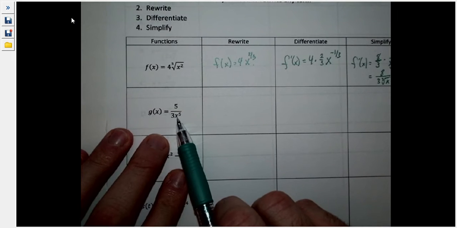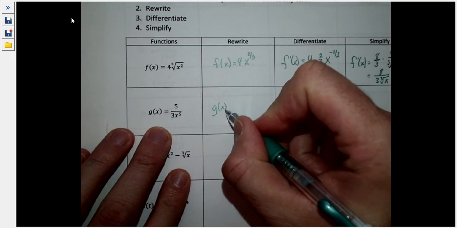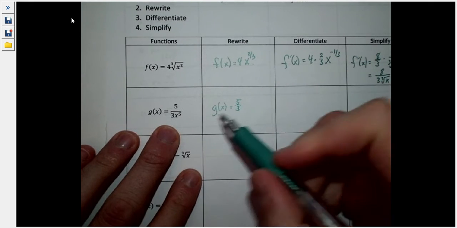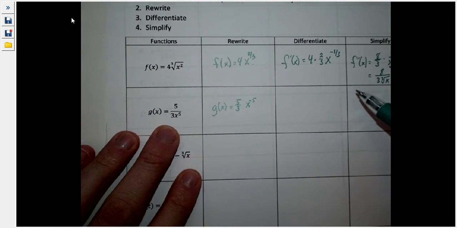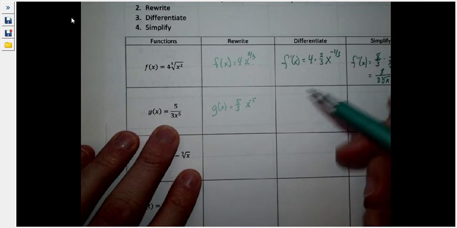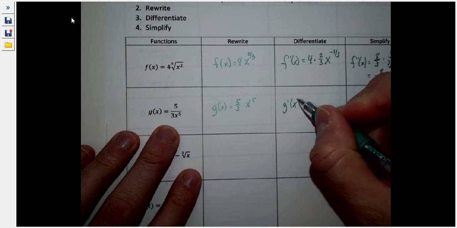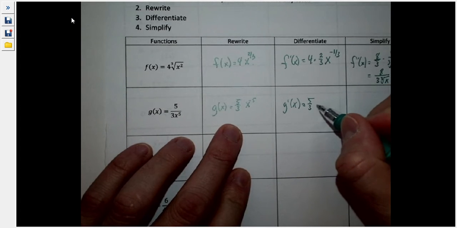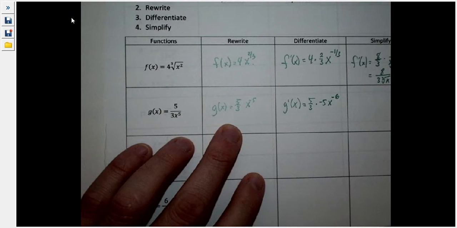All right, so now this one here. Again, function, rewrite. I see that x in the denominator, so I'm going to move it to the numerator by making it a negative 5 power. So now it's rewritten. I can do my power rule. So g prime of x equals, and then it'd be 5/3 times negative 5x to the negative 6.